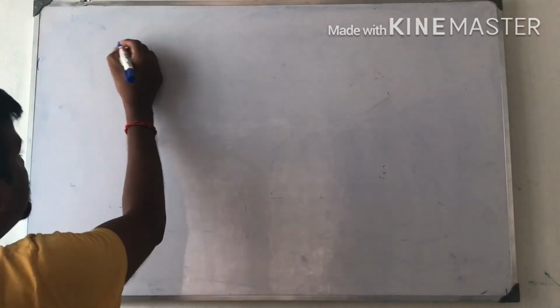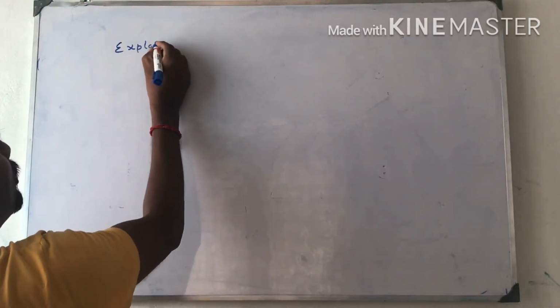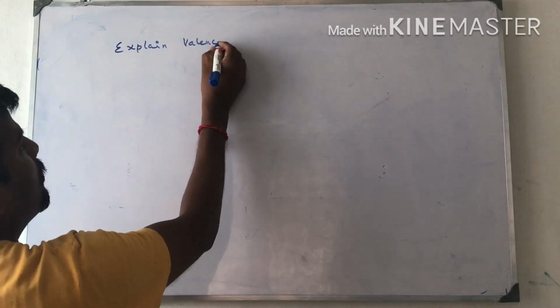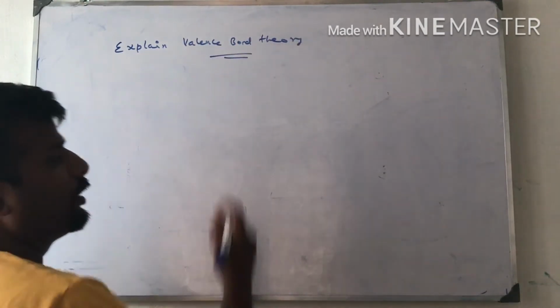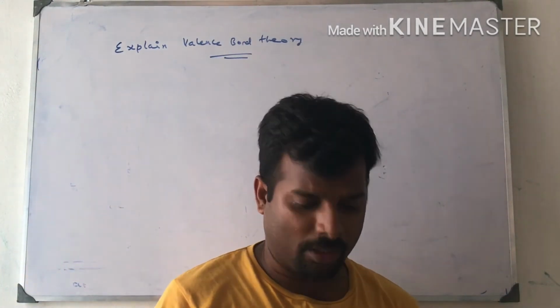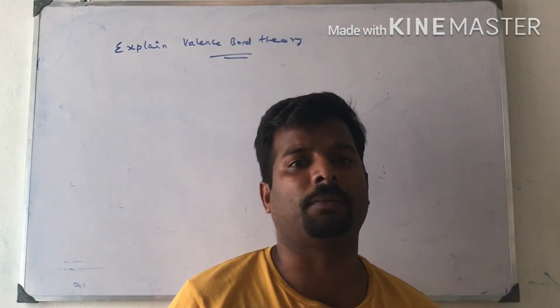Children, the next question is: explain valence bond theory. Very important theory. Already we discussed it in the class hours. I am going to recollect all those things.